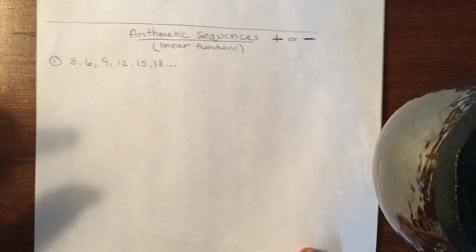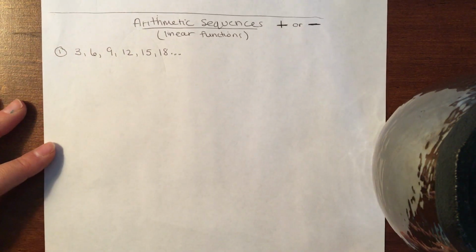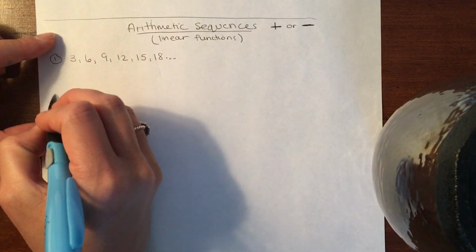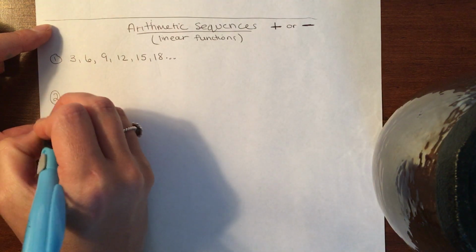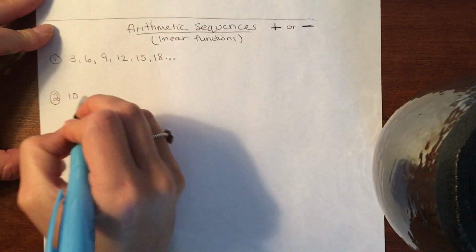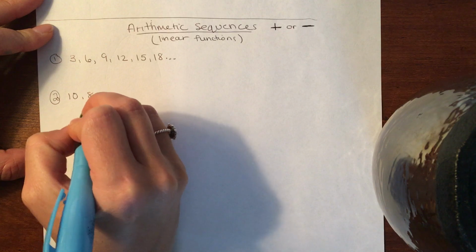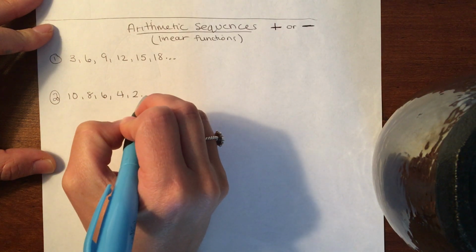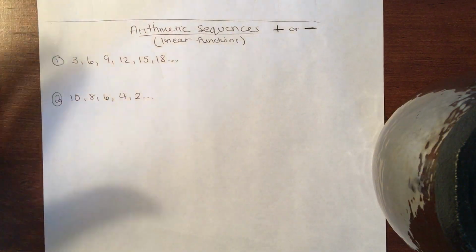I'm going to do 2 examples of each type, so 4 examples total. Okay, so here's your first example. Skip a little bit of space. You don't have to skip too much. The second arithmetic sequence is 10, 8, 6, 4, 2, and so on, meaning that's going to continue on.